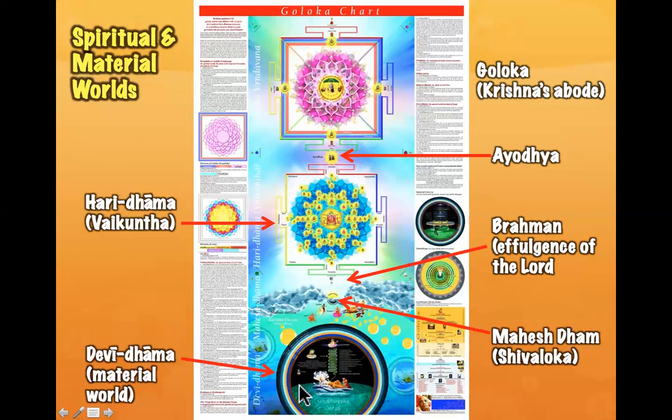The size of the material world is regarded as less than 1/4 of the whole creation. So 3/4 of the creation is the spiritual world. And in the spiritual world, the majority is Golok Dham. It's huge, very, very big, even compared to Haridham, Vaikuntha.